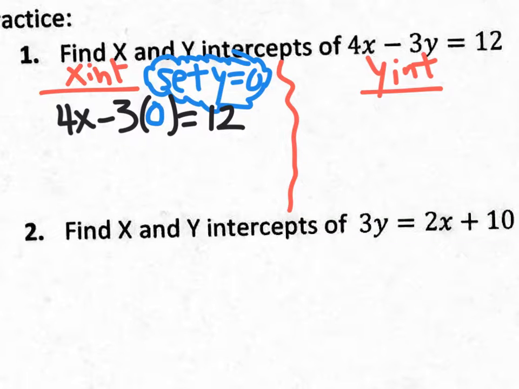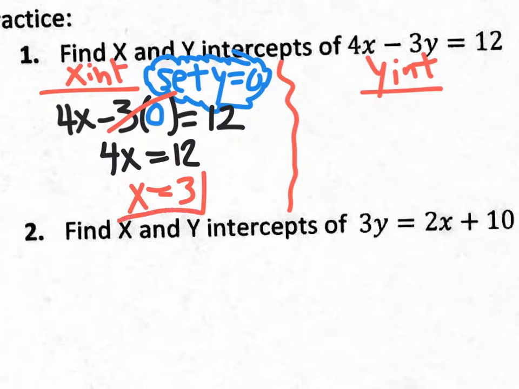Understand? Now, what is 3 times 0? 0 cancels out. So scratch it out. What do you have left? You have 4x equals 12. Which means that when you divide by 4 on both sides, you get x equals 3. So, ladies and gentlemen, that is your x-intercept answer.